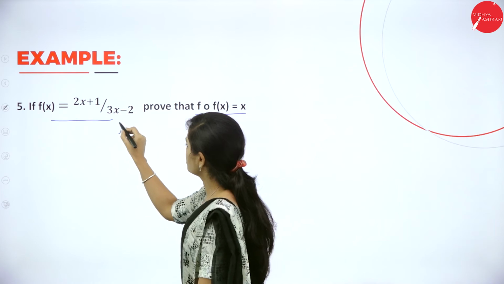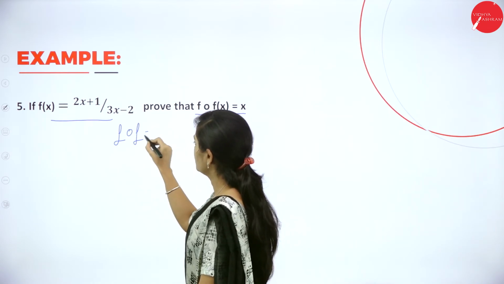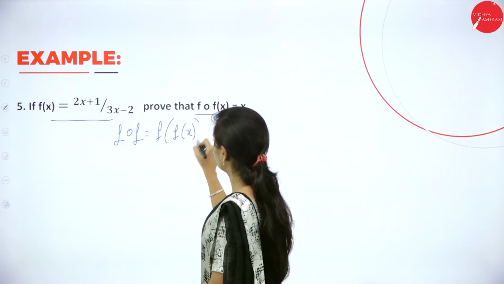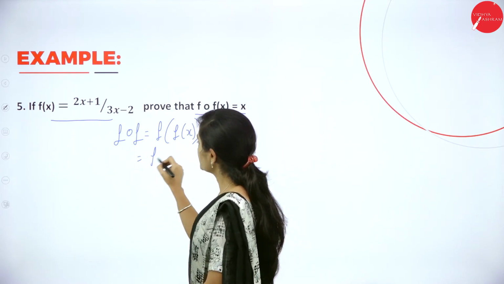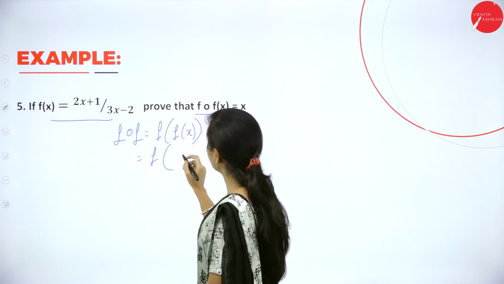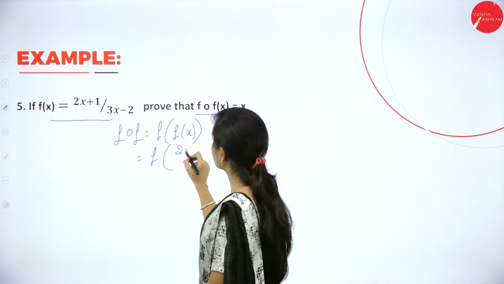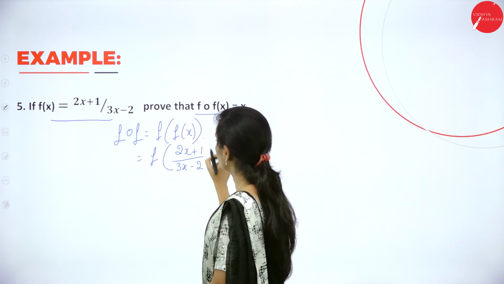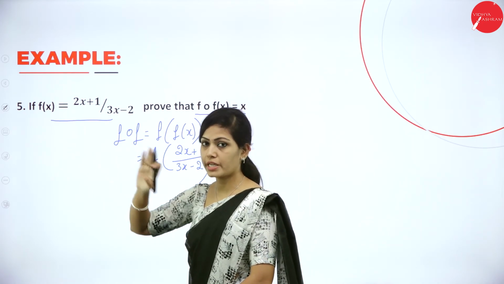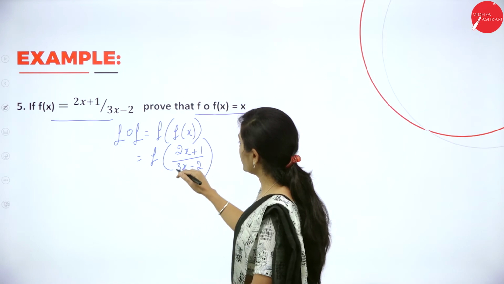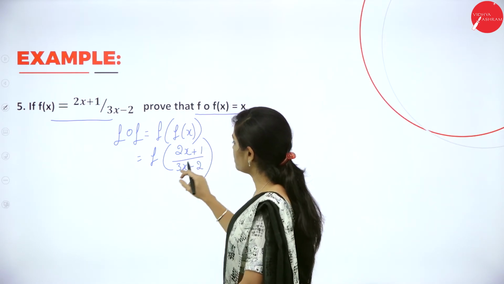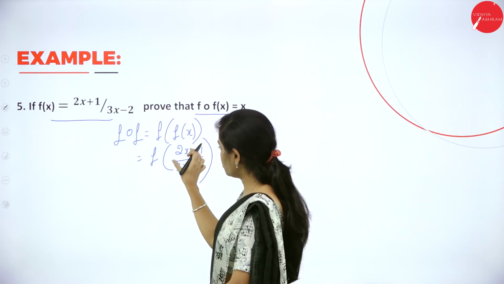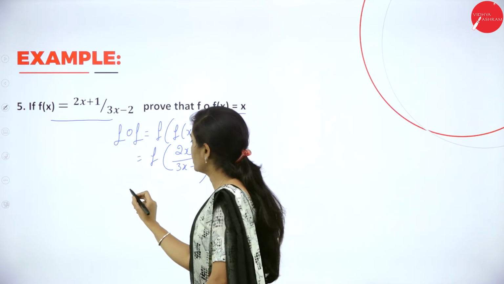So here first you need to find f of f. F means f of x. So now what is f of x? F of x means (2x + 1) divided by (3x − 2). Here we have only f of x, there is no g of x. So (2x + 1) by (3x − 2) is your x value. Now substitute this x value into this equation.